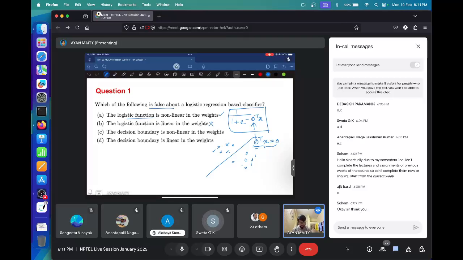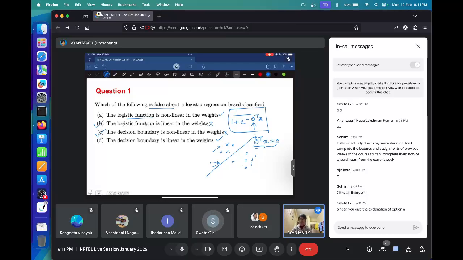From the overall figure, we can also see that the decision boundary has to be linear in the case of logistic regression. So option C is not correct, and the last option, that the decision boundary is linear in the weights, is correct. You have to find out the false options, so B and C are the false options here. Is there any doubt in this question?